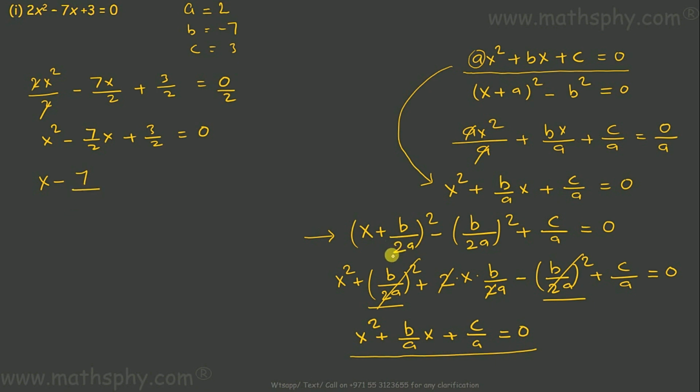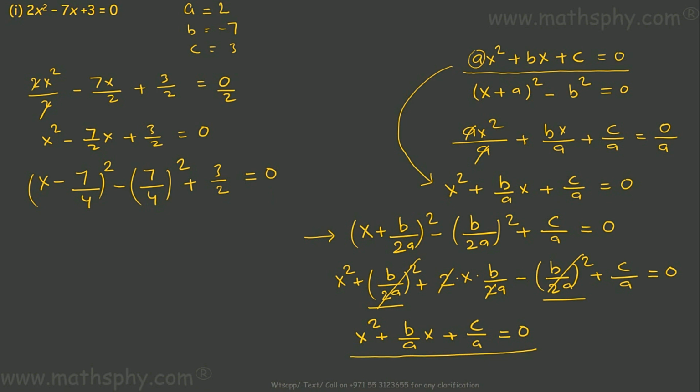A became 2a, so 2 into 2 will be 4. There is no x here, so I leave x square. Minus b over 2a whole square means 7 over 2a. A is 2, so this will be 4. 2 into 2 is 4. Whole square plus 3 over 2 equals 0.